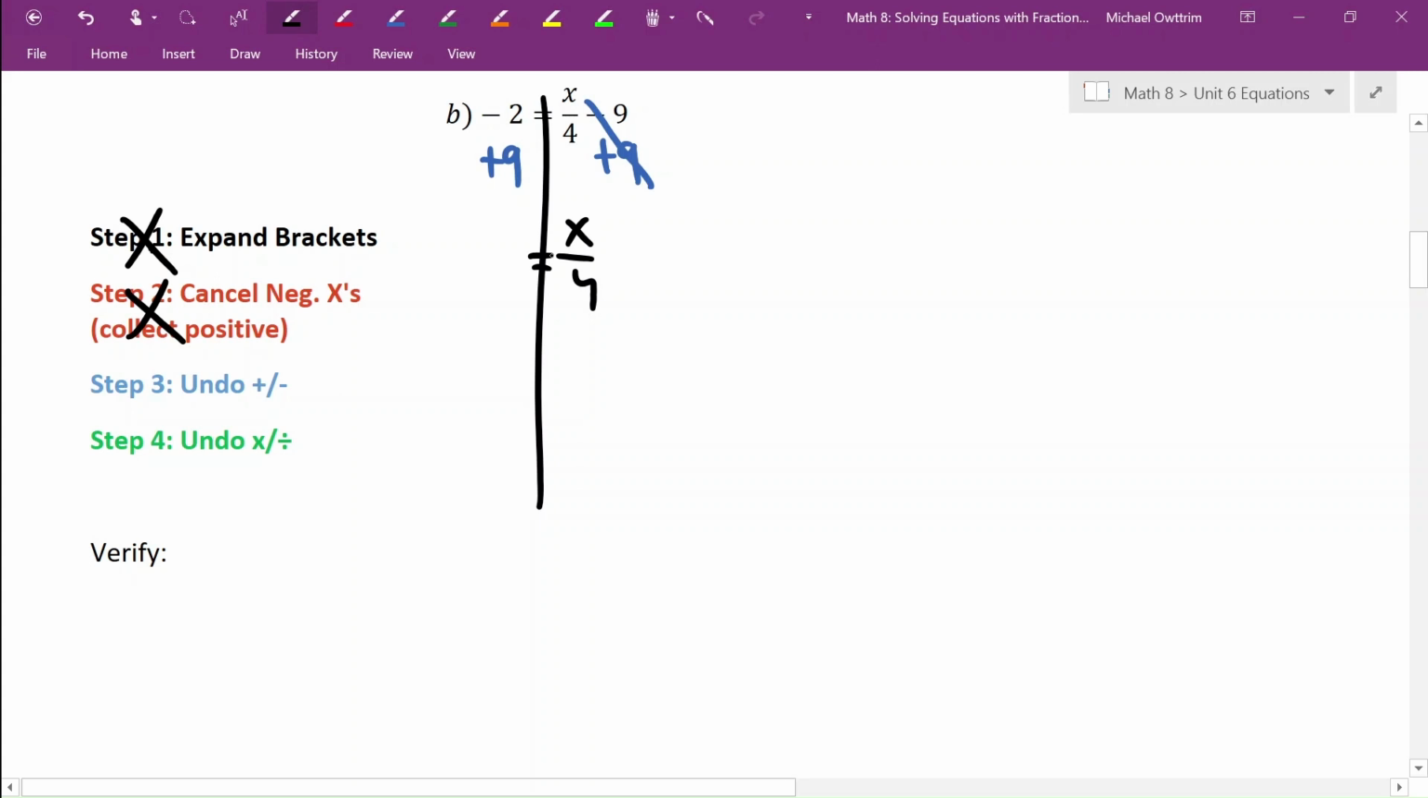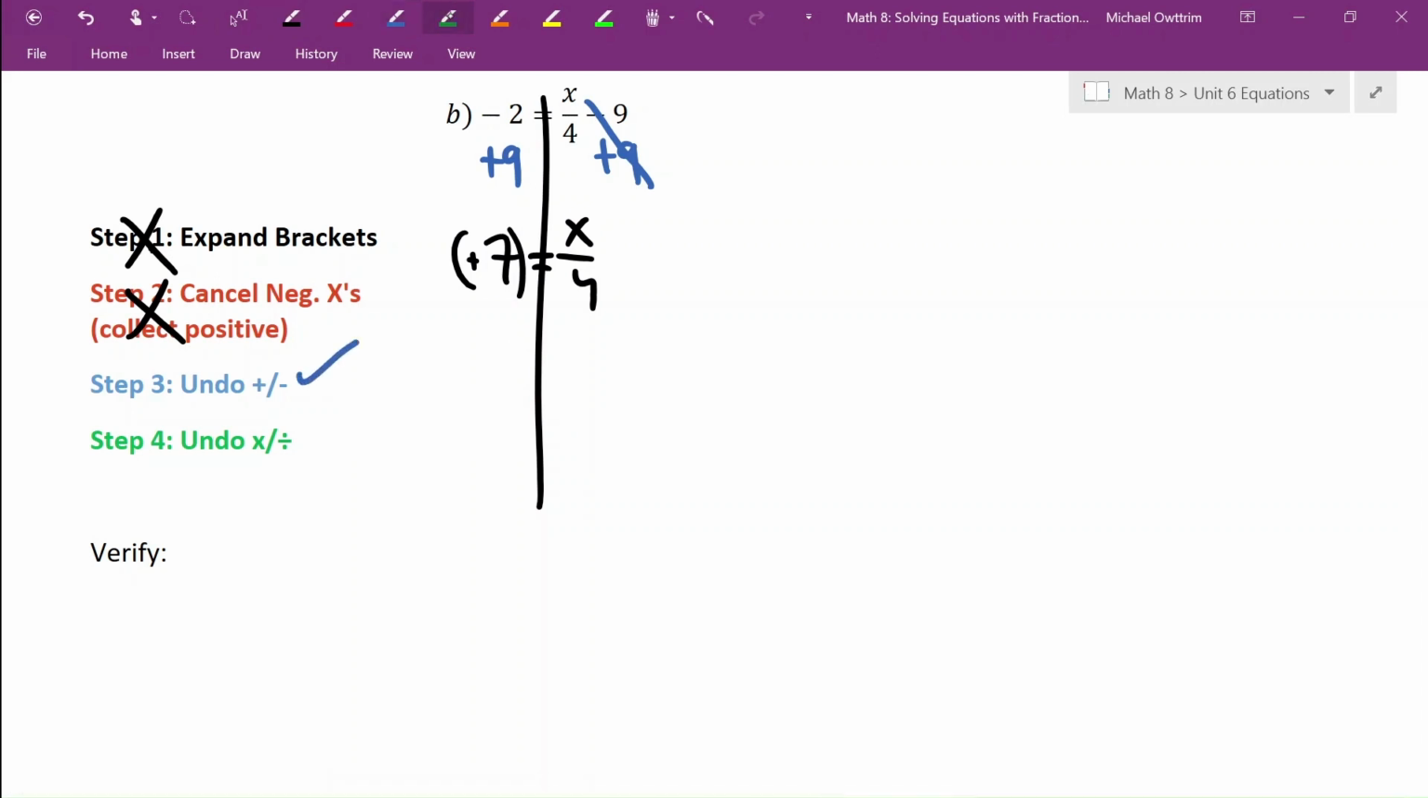On the left side, negative 2 plus 9. Negative plus positive is different signs, so we'll subtract our numbers. 9 to 2 is 7. And we're going to keep the sign of the bigger number, and 9 was positive. Okay, so that is our undoing our addition or subtraction to our variable.